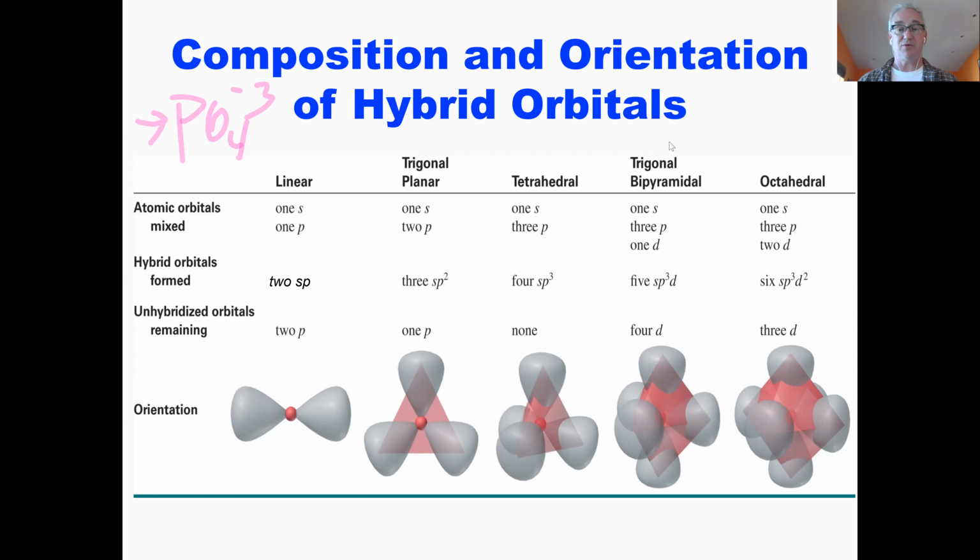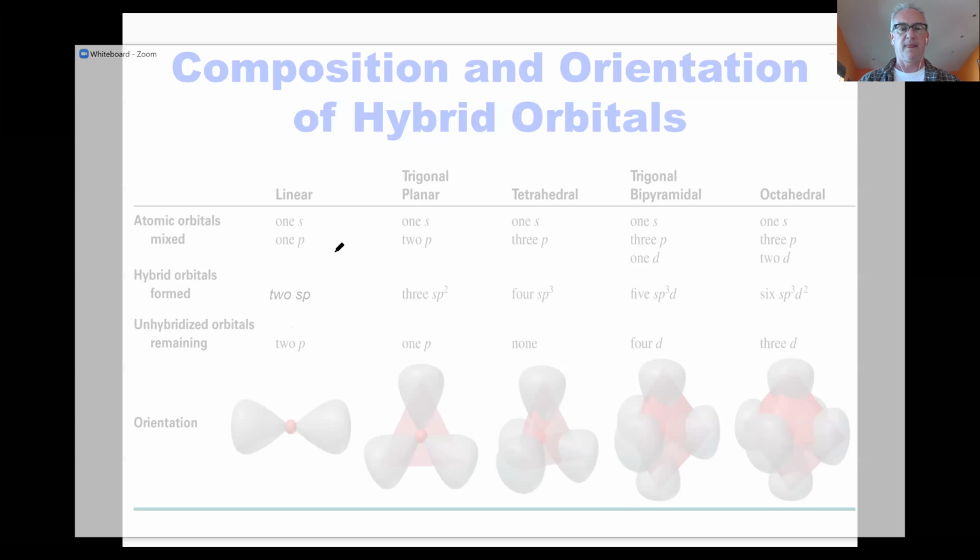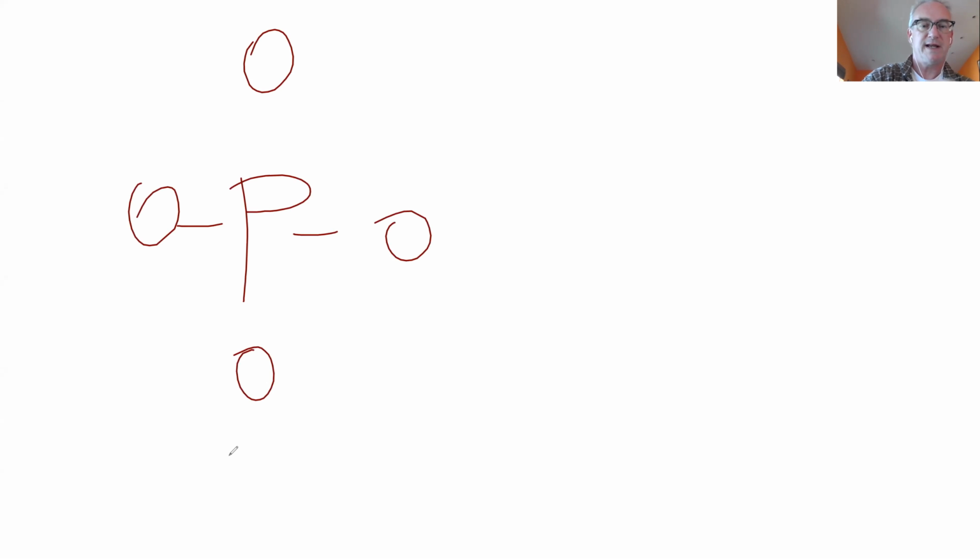It doesn't matter how you draw it. That's the cool thing. You can draw it in a couple of different ways, and it makes no difference. For instance, you can draw it like this, with all single bonds on the oxygens, and 1, 2, 3, 4 negative charges on the oxygens and 1 positive charge on the phosphorus, and all single bonds. That's 4 regions. That's going to be tetrahedral.